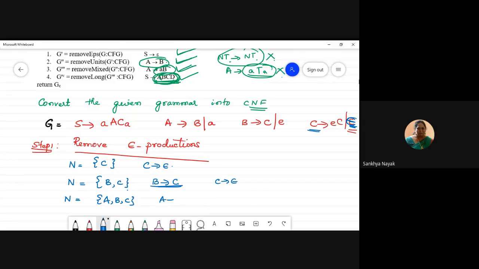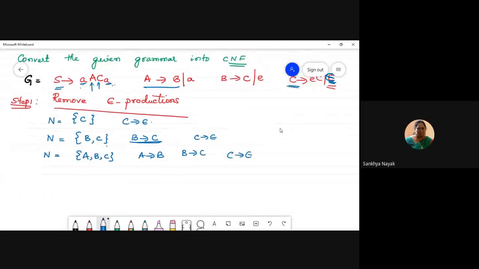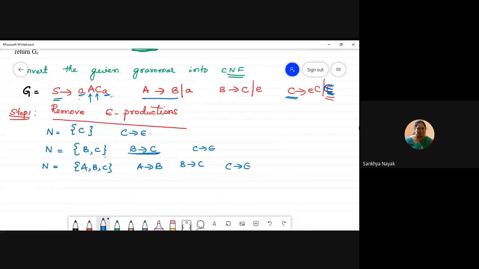At the next stage, A also becomes nullable, because A derives B, B derives C, and C derives epsilon. Will S become nullable? No, because it has two symbols. Even if you make A and C nullable, you still will have two symbols. So S will not become nullable. Now how do I rewrite this grammar?